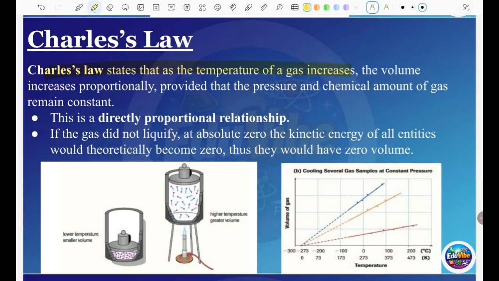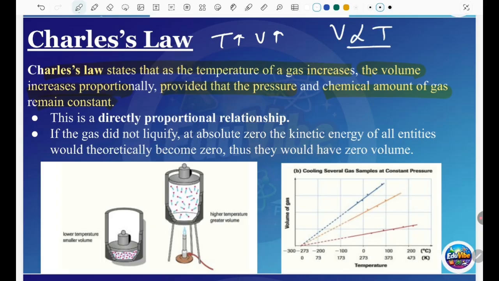But in Charles' law, we take the temperature of gases, and when it increases, the volume of gases also increases proportionally. This holds provided that the pressure and the chemical amount of gas remain constant. So pressure and chemical amount are constant, and the volume and temperature both increase. If temperature increases, the volume also increases. So both are directly proportional. Volume is directly proportional to the temperature. This is a direct relationship.